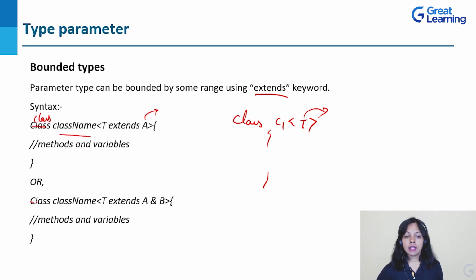Or again, another syntax is the class keyword, class name, and then in angular brackets you mention T, that is your type parameter, extends A and B. Two you can mention also. Two type restrictions you can impose for T, where A and B can be classes or interfaces. But A should be a class and B should be an interface. Fine, T should extend the class A and implement the interface B.